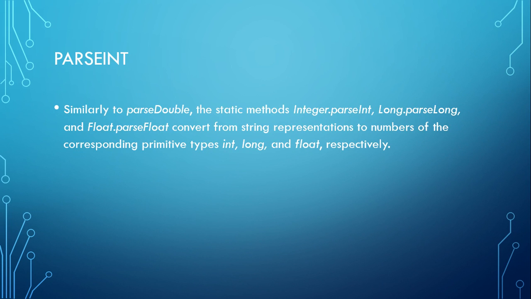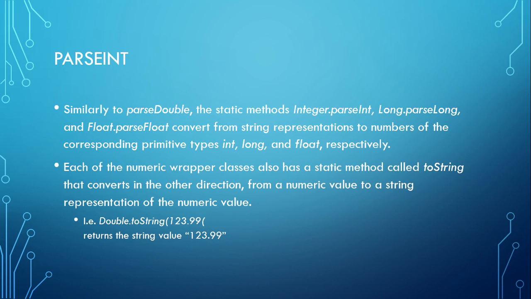Similar to parseDouble, we have parseInt, where the static methods Integer.parseInt, Long.parseLong, and Float.parseFloat convert from string representations of numbers to the corresponding primitive types of int, long, and float, respectively. Each of the numeric wrapper classes also has a static method called toString that converts in the other direction, from a numeric value to a string representation of the number. So, for example, toString(123.99) returns the string value 123.99.